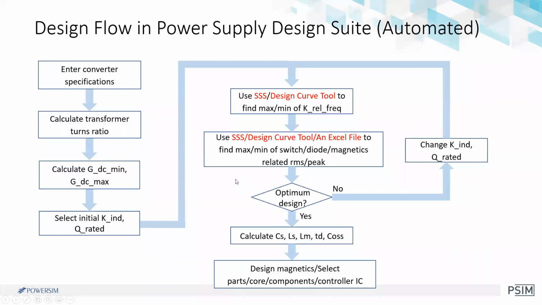So this is the design flow actually working in our design suite, or the templates. You put the specs, and we calculate the turns ratio based on your output variation, or if you have a fixed output or a fixed input, or if you have a variation in input or fixed output. There are so many cases, right? So we have a template that supports variation in input as well as variation in output.